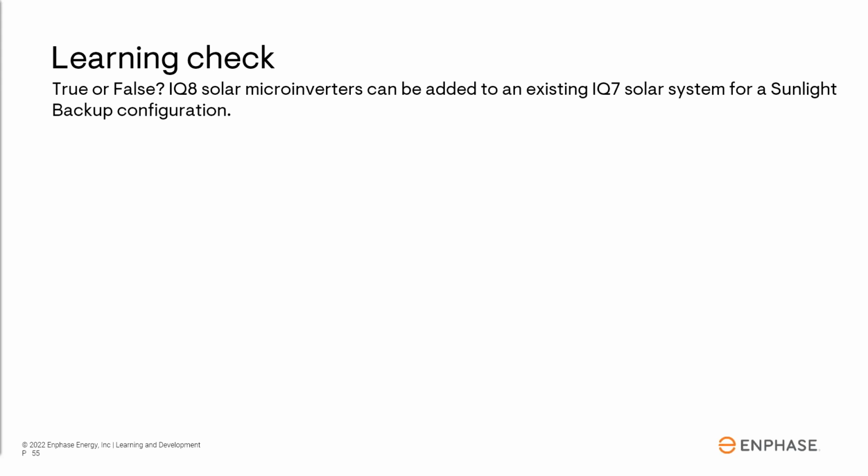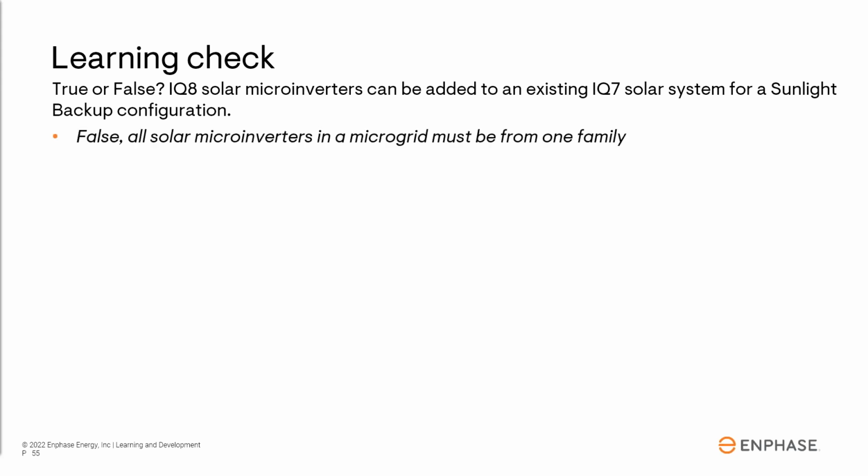One more learning check here. True or false? IQ8 solar microinverters can be added to an existing IQ7 system for a sunlight backup configuration. False. All solar microinverters in a Enphase microgrid must be from one family, and the IQ7 and IQ8 are not from the same family.